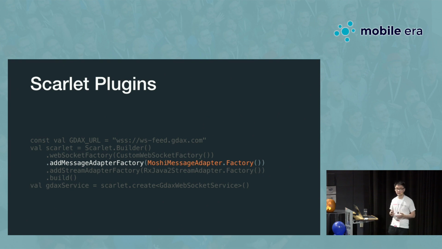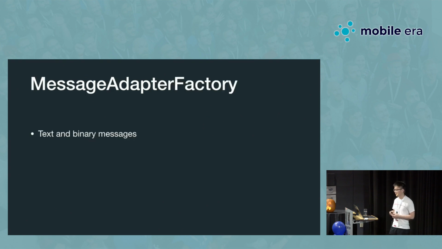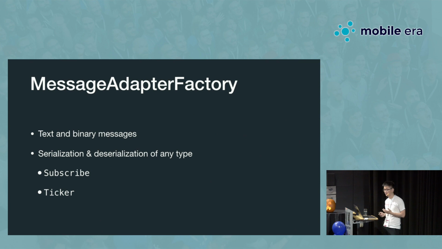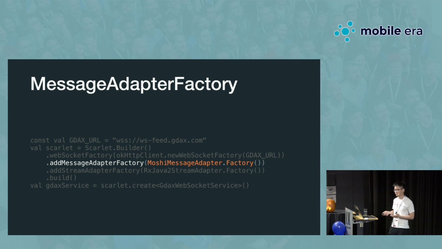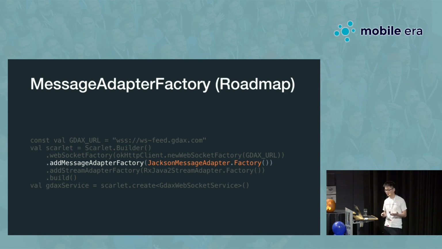Next, let's talk about message adapters. WebSocket supports text and binary messages. And Scarlet uses message adapters to parse messages, including the subscribe and ticker messages in the previous example. We support Moshi, Gson, Protobuf, and Jackson. The slide is out of date. Somebody actually created a PR for this adapter, and we might support XML in the future.